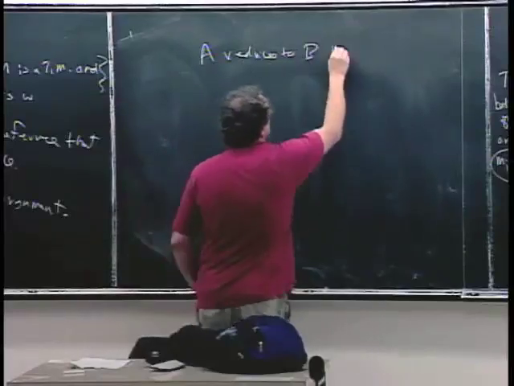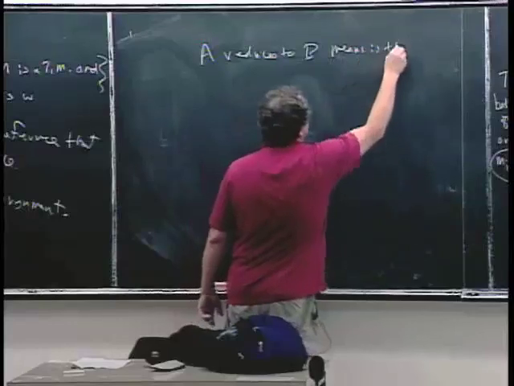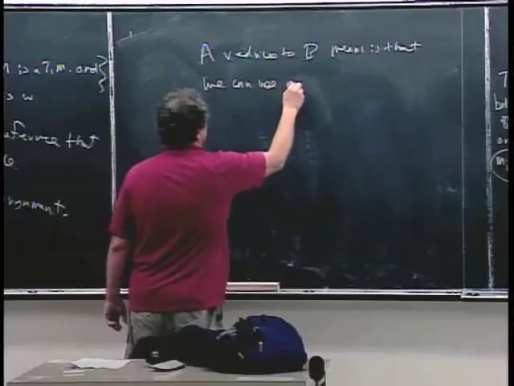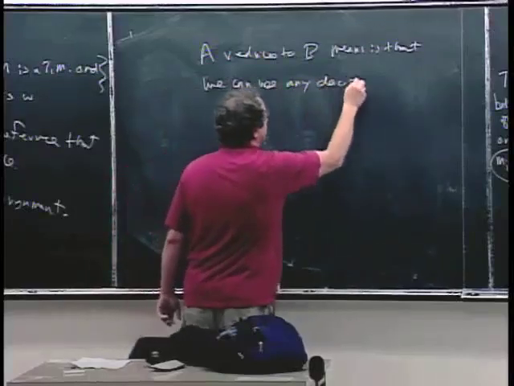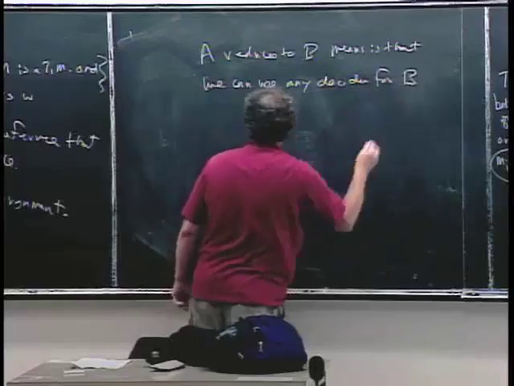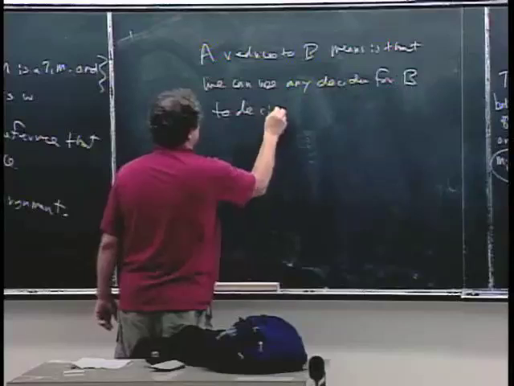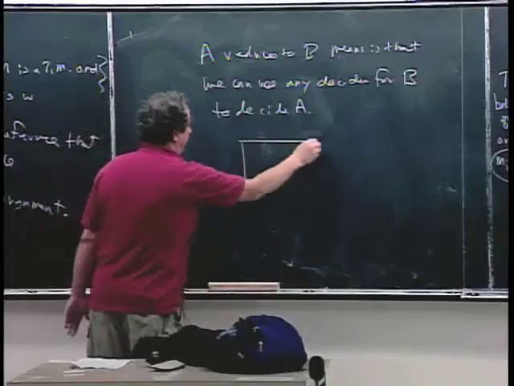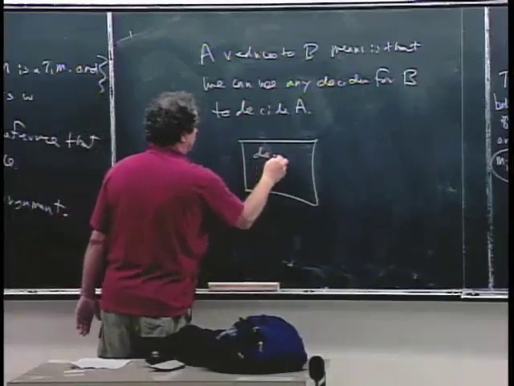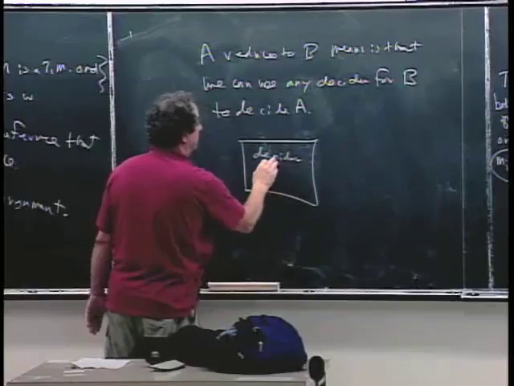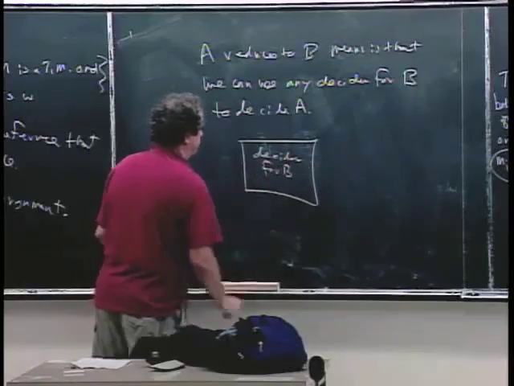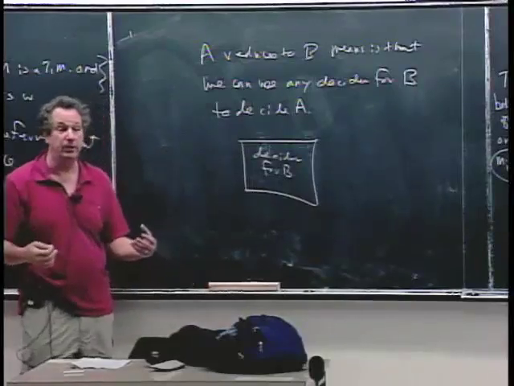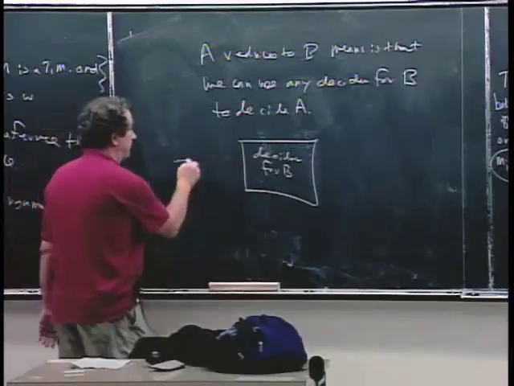What that means is that we can use any decider for B to decide A. Okay? So on the assumption that you have a decider, decider for B, whenever you have an instance of language A, you have a string and you want to know, is it in language A, you can do something.